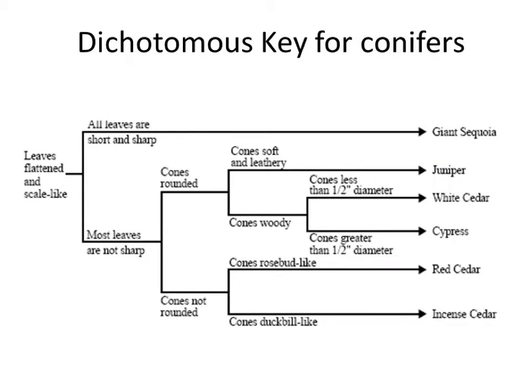Occasionally, dichotomous keys can be presented as like a flow chart. Okay, this is one for trees. Here you would start at the left with what the leaves look like. Are they all short and sharp? Well, then you have a giant sequoia. If they're not sharp, you look at the cones. If the cones are rounded, then what are the cones like? Okay, they're woody. Well, how big are they? Maybe they're less than half a diameter, so that's the white cedar. It's still yes, no, it's just presented as a flow chart instead of questions. The ones you're going to practice with today will be presented as questions.